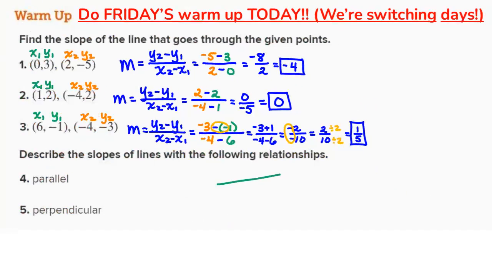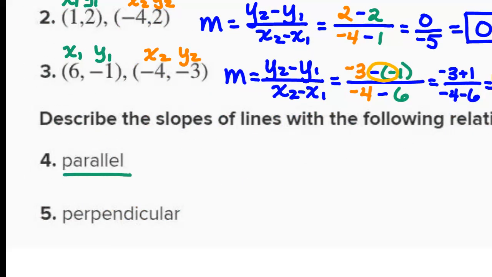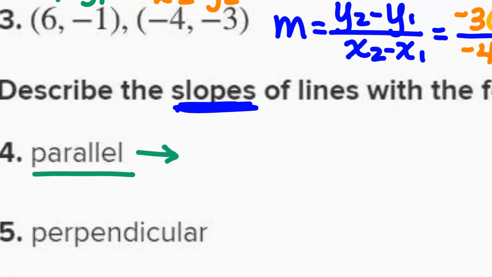Numbers 4 and 5. How do I know if lines are parallel? What would I be looking for with the slope for them to be parallel? Yes. Same slope, yes.